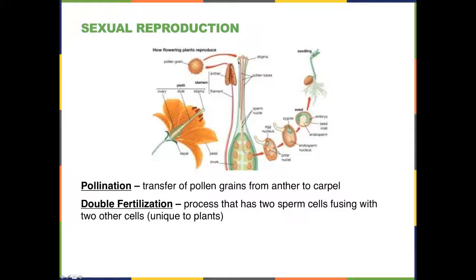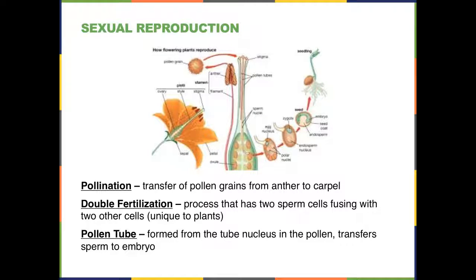The 2 sperm cells actually come down in through the sperm tube. One hits the egg nucleus, one hits one of the polar nuclei, one forms the embryo, and the other forms the endosperm. The endosperm will function as a food source for the embryo. This is absolutely unique. Double fertilization does not occur in animals.